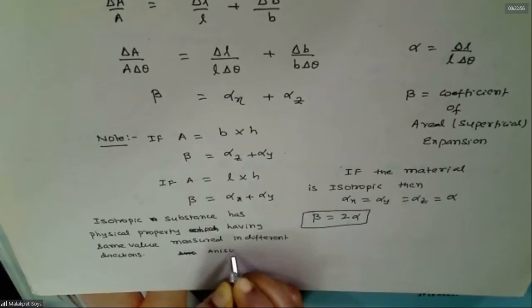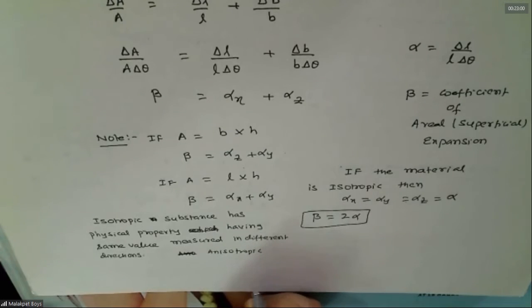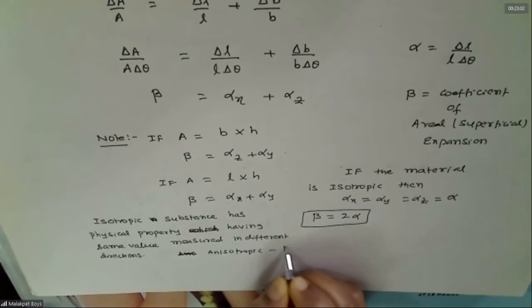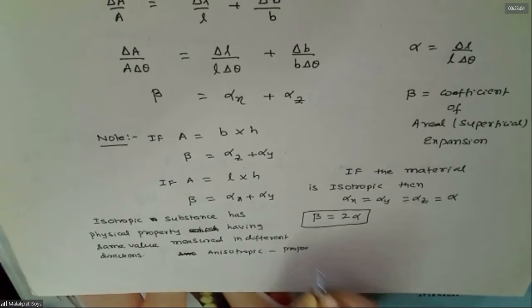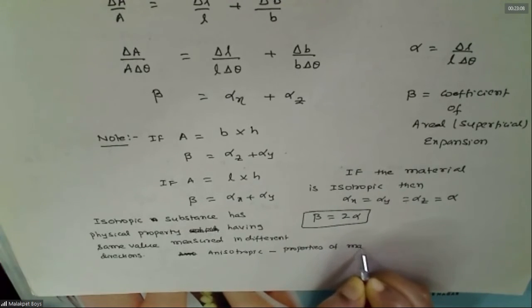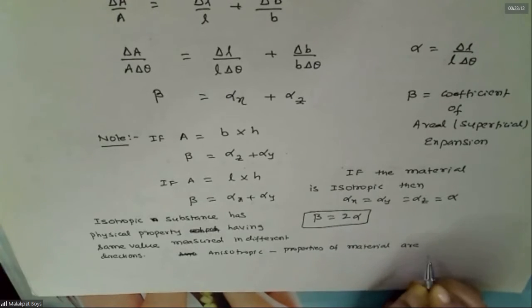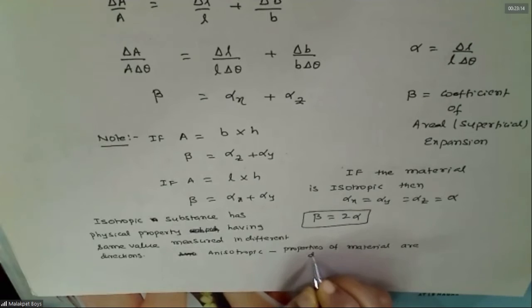Anisotropic means it has different physical properties in different directions. It is direction dependent.